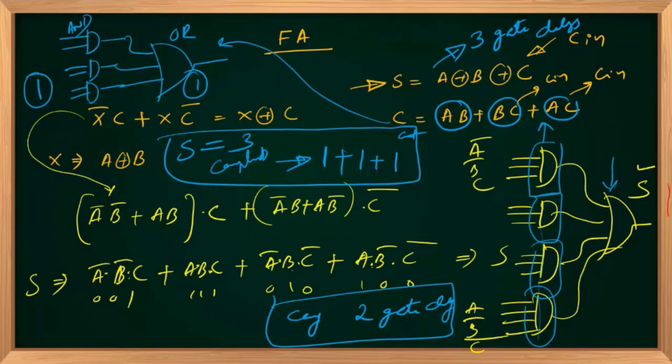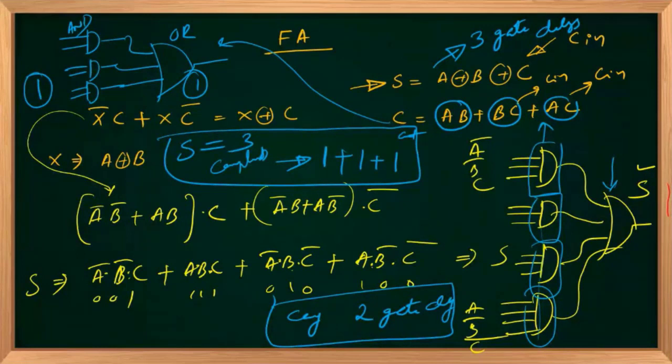Right. Or the other way, if carry input is ready for a full adder, it will take two gate delays to produce carry out. Similarly, if carry input is ready, a full adder will take three gate delays to produce sum output, right? So along with the carry input, the input bits also should be available, right?